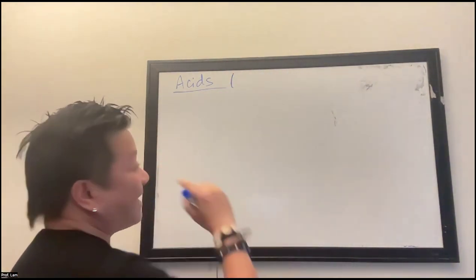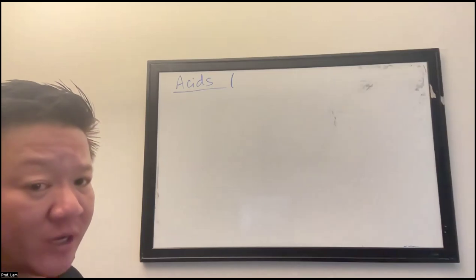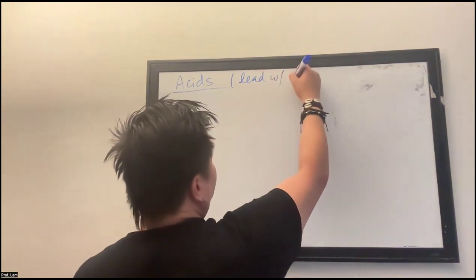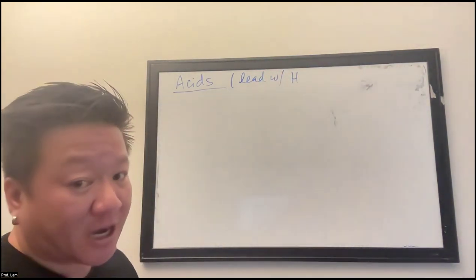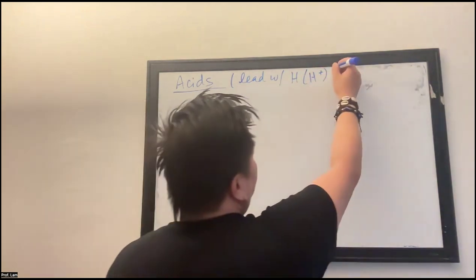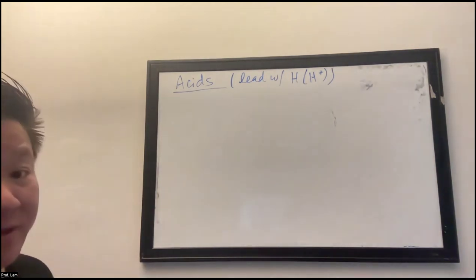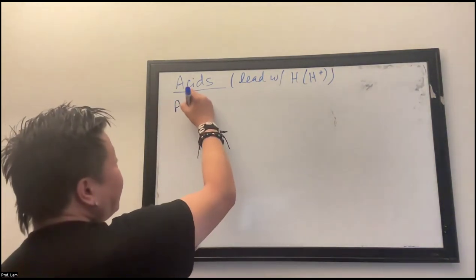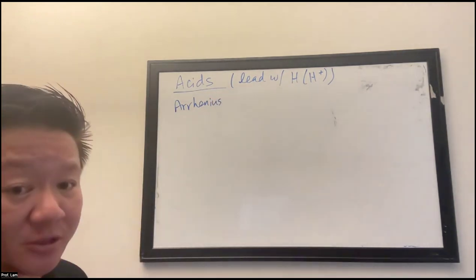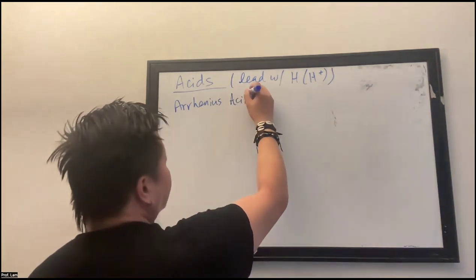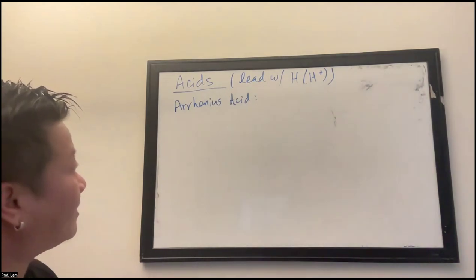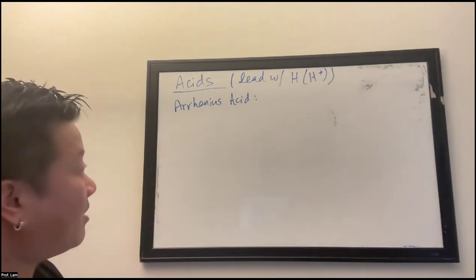The way that acids are written in a chemical formula, you can tell that's an acid because it will lead with H. But this H is not just any H. This H is actually a proton. So acids will lead with H. And the definition by Arrhenius, who is the grandfather of acid-base chemistry. So the first definition ever for an acid was Arrhenius that came up with it.